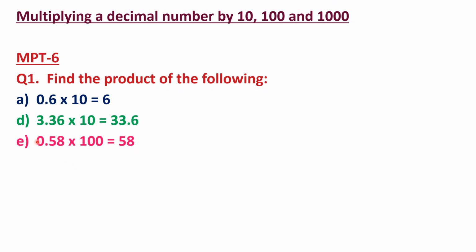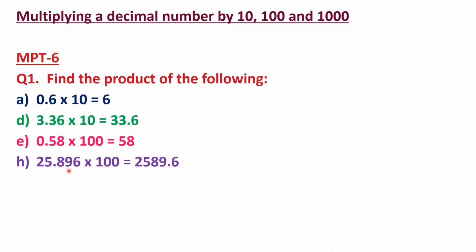Next is 0.58 into 100. Now 100 is there, that means two zeros are there. So two digits we will shift the decimal point towards the right hand side. So the number will become 58.